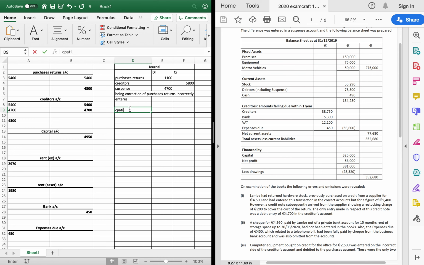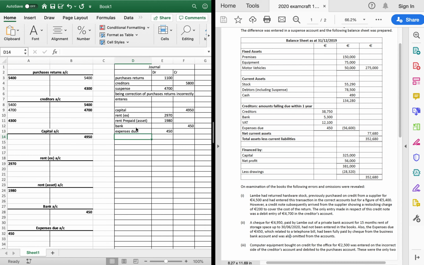So we've got capital 4950 on the right. And we've got rent of 2970, and we've rent as an asset of 1980. Just make a note that it's an asset for later on, and that rent is an expense. So just make a note of that for later on. And then we've got our bank, which is 450, and our expenses due of 450 as well.